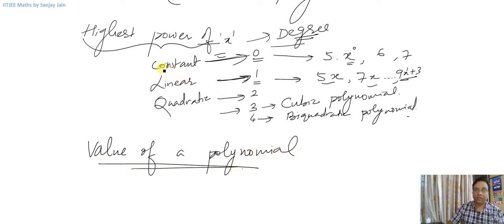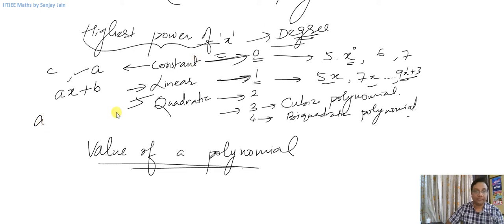Before going to value of polynomial, if I have to write a general constant polynomial, I can write any arbitrary constant like this, a, or c. So this is a constant polynomial. A general linear polynomial is ax plus b. The general quadratic can be written as ax square plus bx plus c. A, B, C are constants. Highest power of x is 2, so this is general quadratic. You can write cubic like this, ax cube plus bx square plus cx plus d.